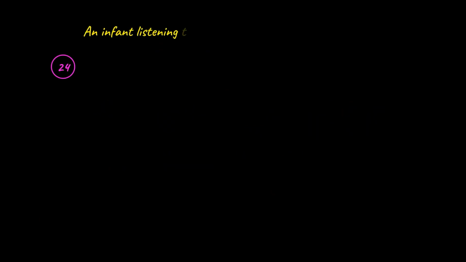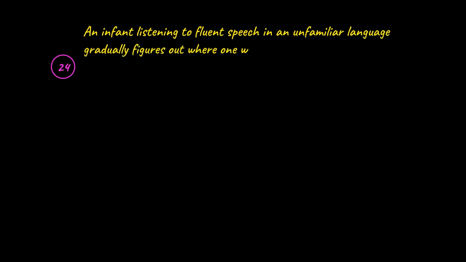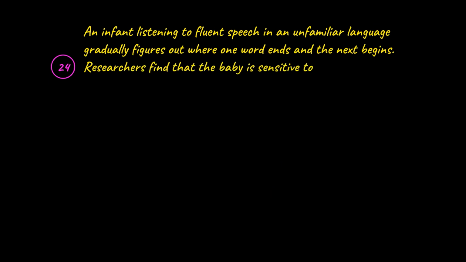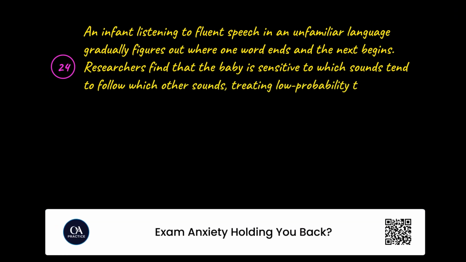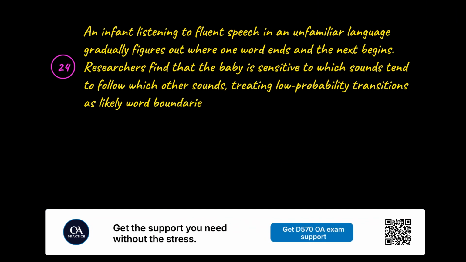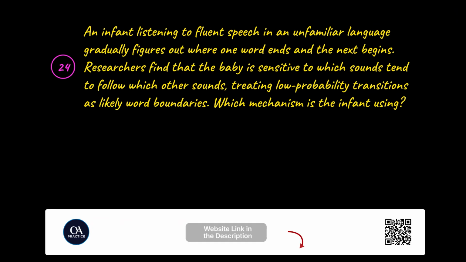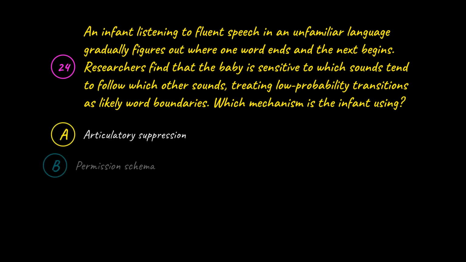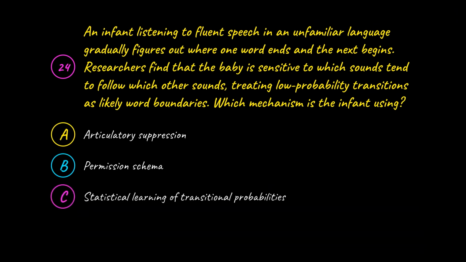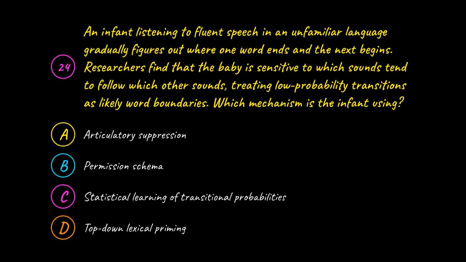Question 24. An infant listening to fluent speech in an unfamiliar language gradually figures out where one word ends and the next begins. Researchers find that the baby is sensitive to which sounds tend to follow which other sounds, treating low probability transitions as likely word boundaries. Which mechanism is the infant using? Your options are A. Articulatory suppression, B. Permission schema, C. Statistical learning of transitional probabilities, D. Top-down lexical priming. Got a guess? Lock it in.